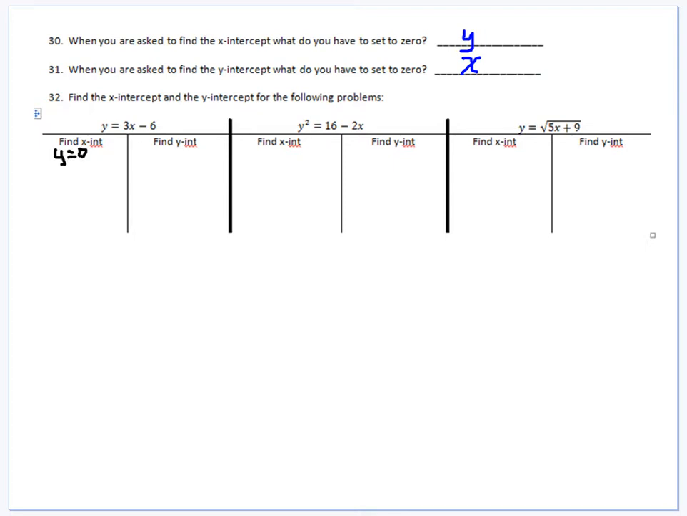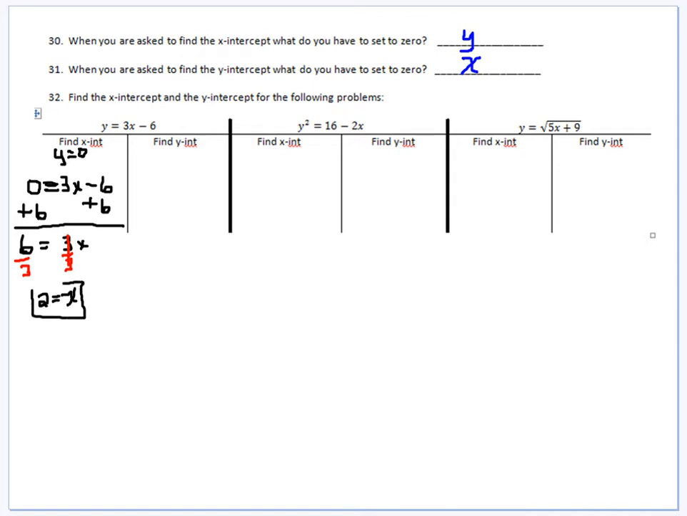So when I rewrite this, the y is now 0. And hopefully we can just solve that pretty quickly. Add 6 to both sides. That gives 6 over here and 3x over here. Then divide by the 3. So the 3's are gone, and we have x equals 2.